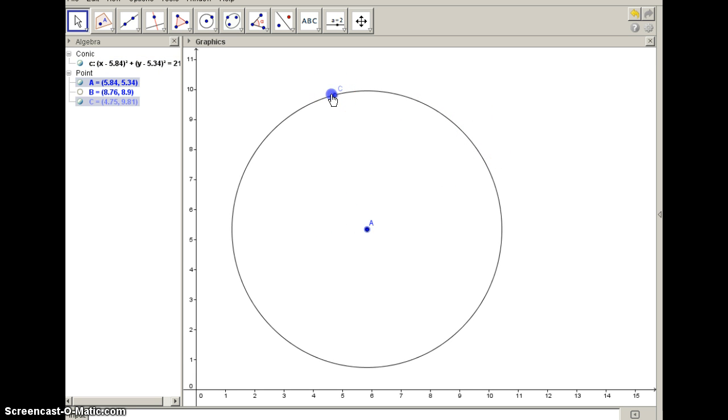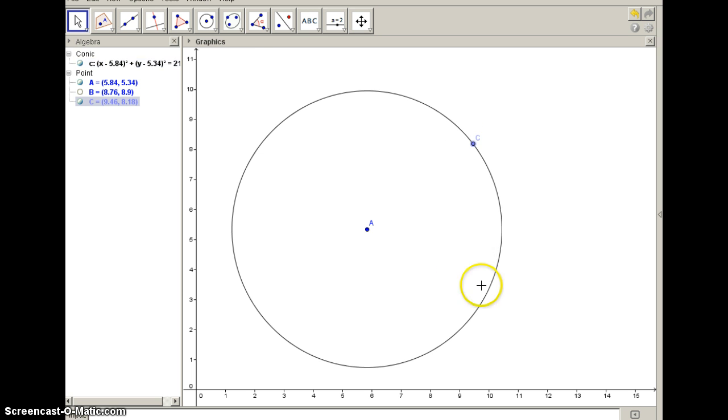But I'm going to move C around the circle. And I want you to notice that even when I try to take it off the circle, it will not come off, because the way I created it was I used this tool, point on an object, and that requires that it stay on the circle, the object that I placed it on. So we have a point on this circle, and I want you to notice a very important thing about that.